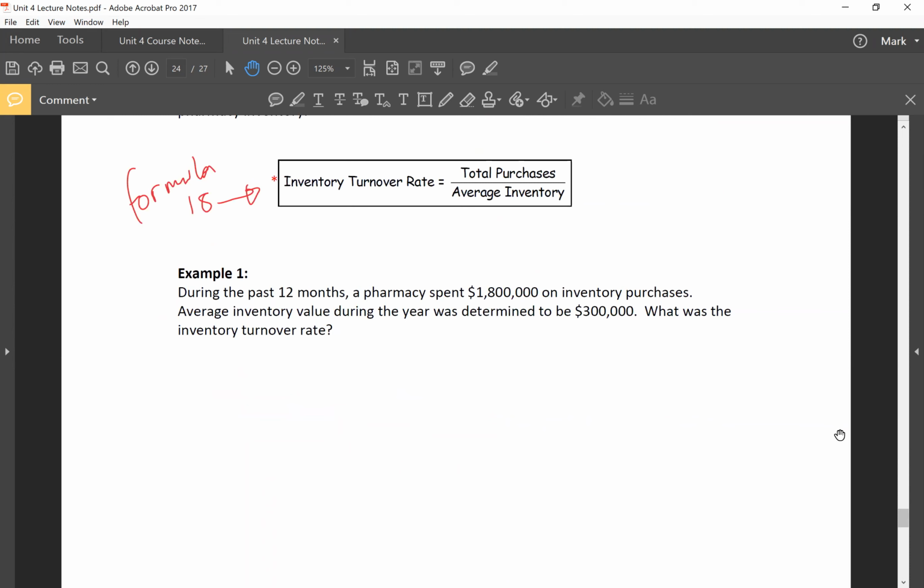Okay, so number one. During the past 12 months, a pharmacy spends $1.8 million on inventory purchases. Average inventory, so that's like their total amount, their total purchases. Average inventory value during the year was determined to be $300,000. What was the turnover rate? So over the year, the pharmacy spent $1.8 million. Their average inventory value over that year was $300,000. What was the turnover rate?